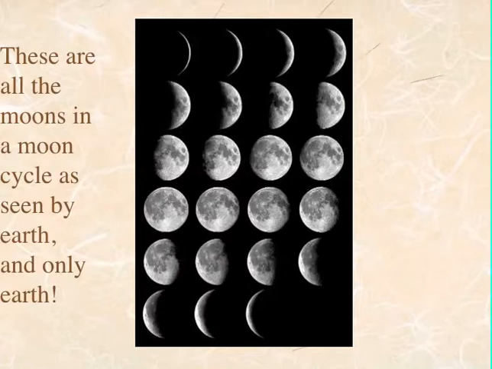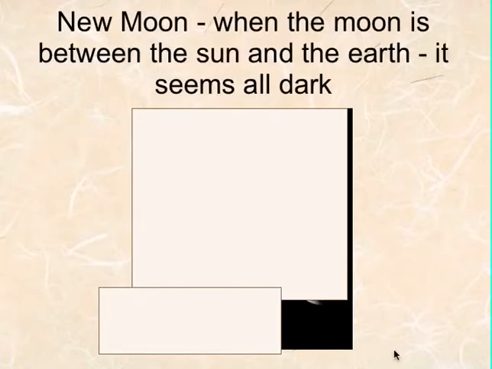And one cycle is when the moon revolves one time around Earth. So over the couple days, it will change shape, etc. Let's look and see if we can name all these moons. The first moon is a new moon. And you can see it's when the moon's between the sun and the earth, and it seems all dark.